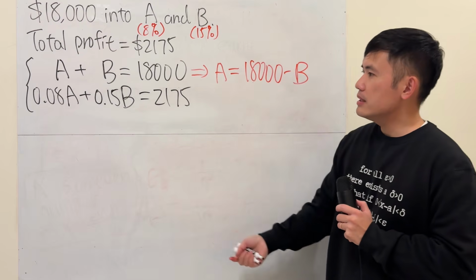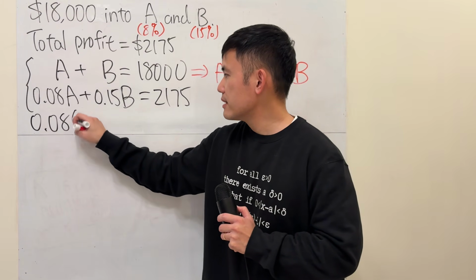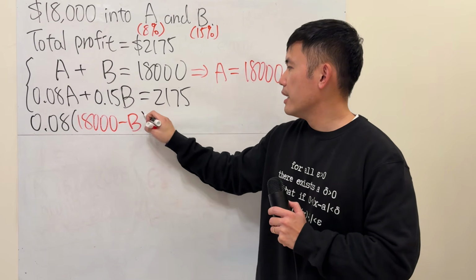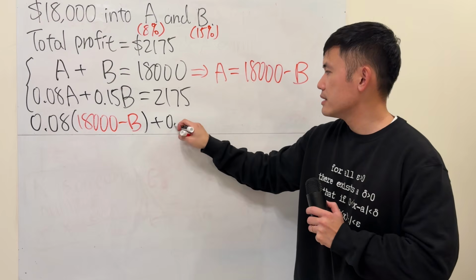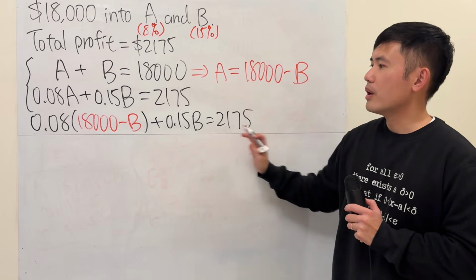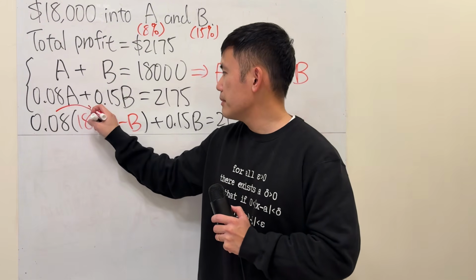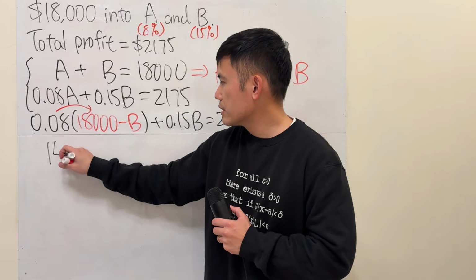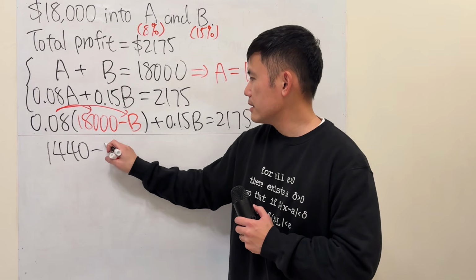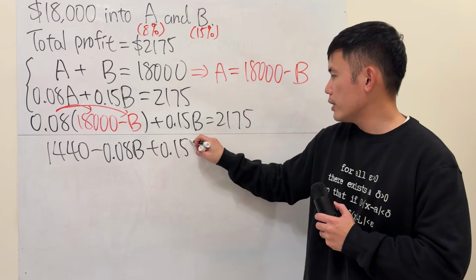And then I put this into A right here. So we have 0.08 times 18,000 minus B, and then continue with the rest. Aha! We can solve for B from this equation. And let's just do it. Take this times that, and we will get 1,440. And then take this times that, that's minus 0.08B. And then continue with the rest.